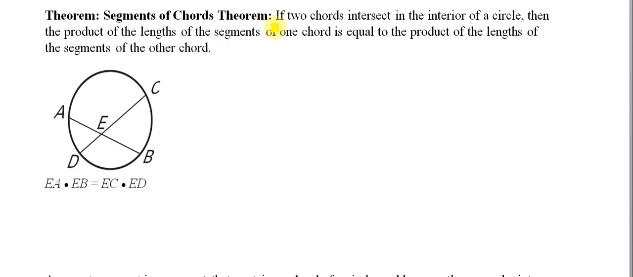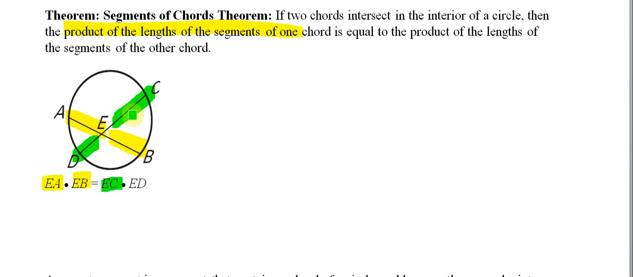If two chords intersect in the interior, so I have two chords, AB is one of them, and DC is the other chord, and they intersect at point E. Then the product of the lengths of the segments of one chord. So the product of the lengths means that if you're taking EA, that's this part of the chord, multiply it by EB, so EA times EB, is equal to the product of the lengths of the other chord. So EC, right, multiplied by ED.